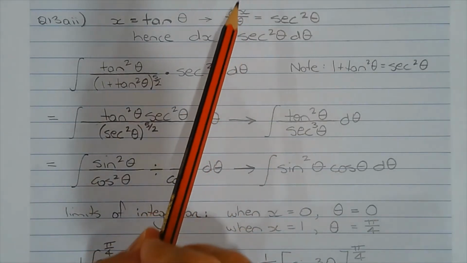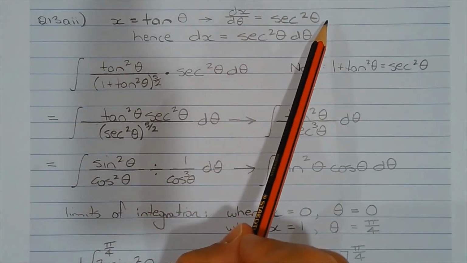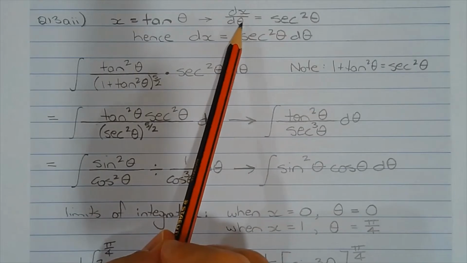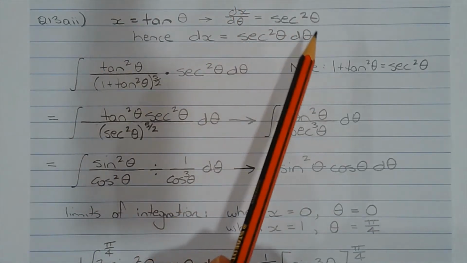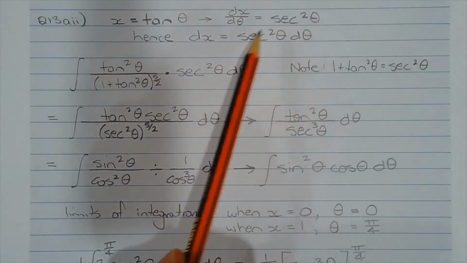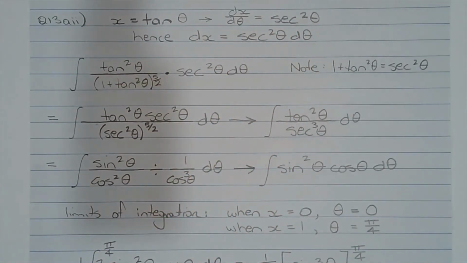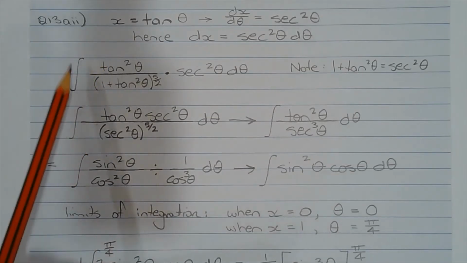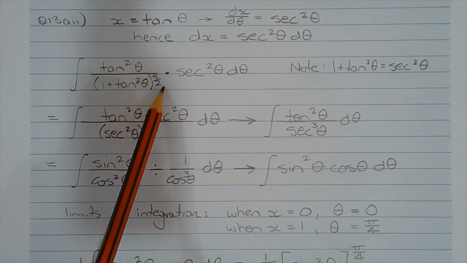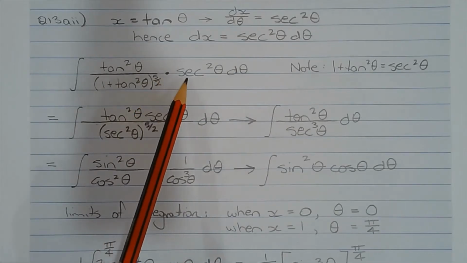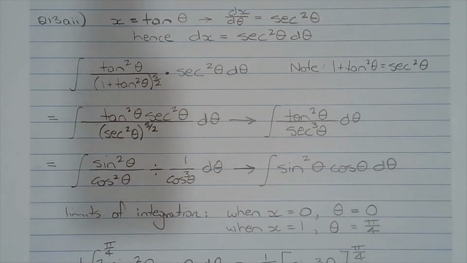Also, dx by d theta is equal to sec squared theta. Multiplying both sides by d theta to make dx the subject of the formula, we get dx is equal to sec squared theta d theta. And the right hand side will replace the dx in the integral. Hence, we can write the integral in terms of tan theta and replace the dx with sec squared theta d theta. And it will look like the integral of tan squared theta over 1 plus tan squared theta to the power of 5 over 2 multiplied by sec squared theta d theta.